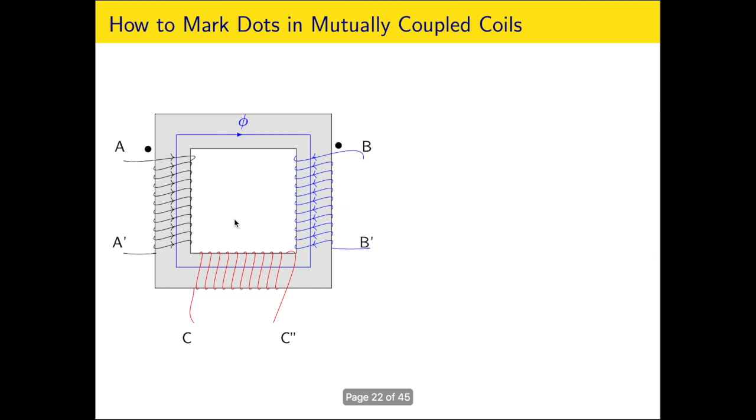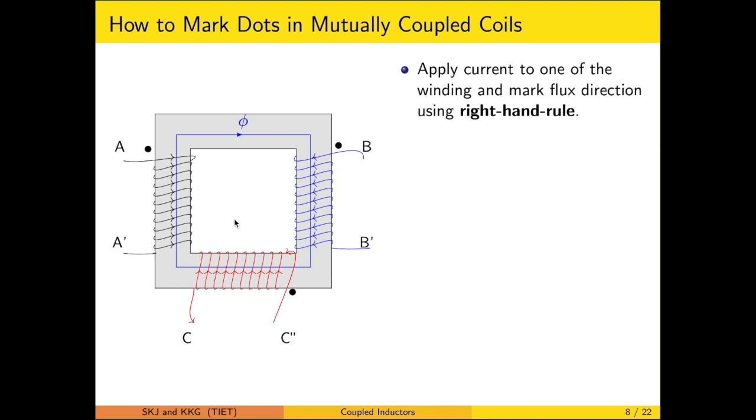Similarly, let's say the procedure is for the C coil. So here the flux, like you are holding it, the direction is to be like this, and we will be marking C dash as the dotted terminal.